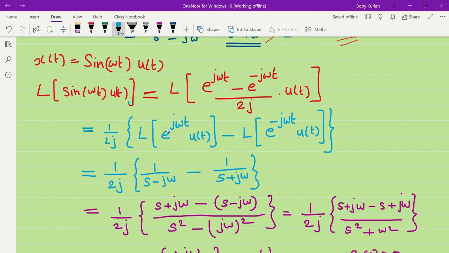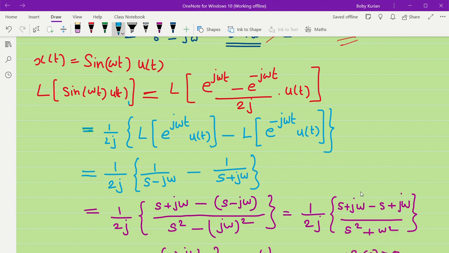So that is the Laplace transform of the first function, and the Laplace transform of the second function. 1 by 2j is another constant that is taken outside. So what remains is the Laplace transform of the first function, that is e power j omega t u of t, minus the Laplace transform of e power minus j omega t u of t. So this will be 1 by (s minus j omega) and the second one is 1 by (s plus j omega).